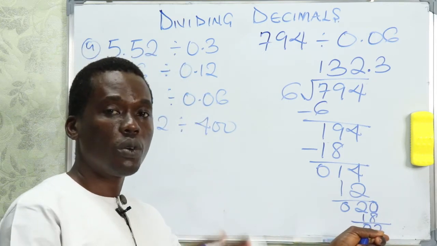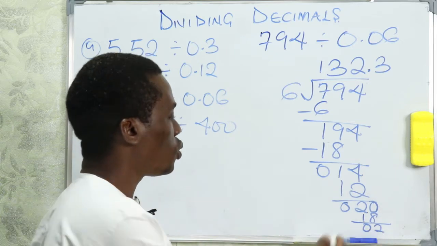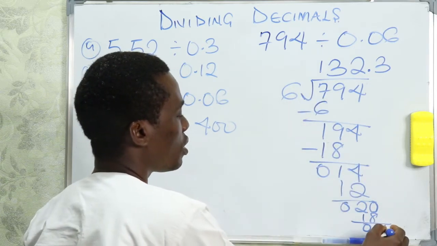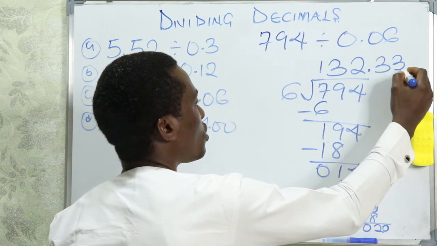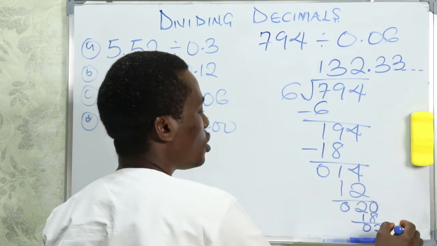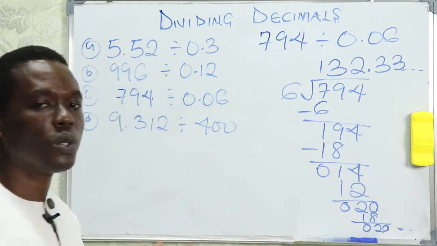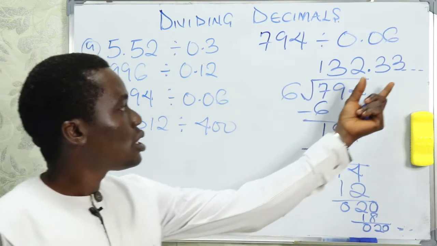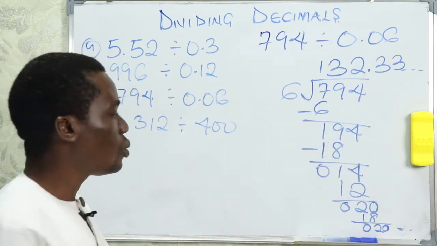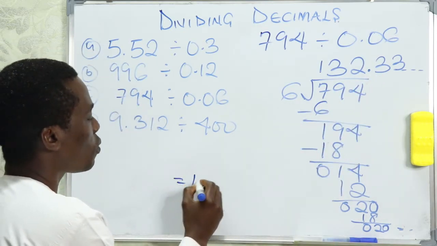This is what we call continuous division. So 2 divided by 6 will give you 0. 20 divided by 6 will still give you 3. So if you continue, 3 will continue to repeat. This is what we call continuous division. So having gotten to this point, the next thing is to do what? The result is what?